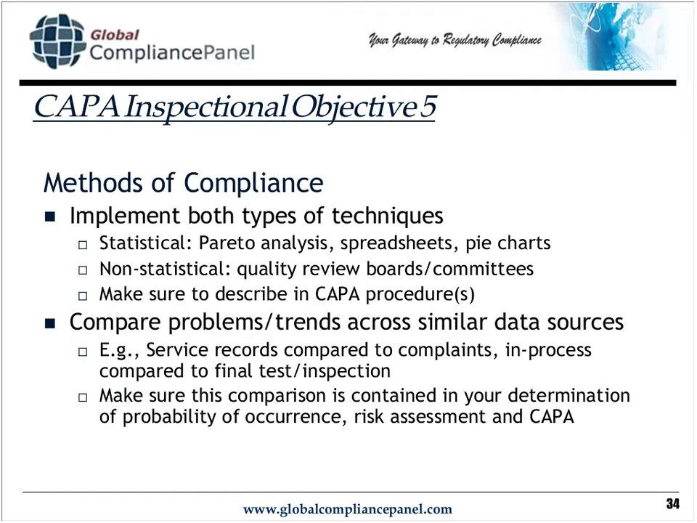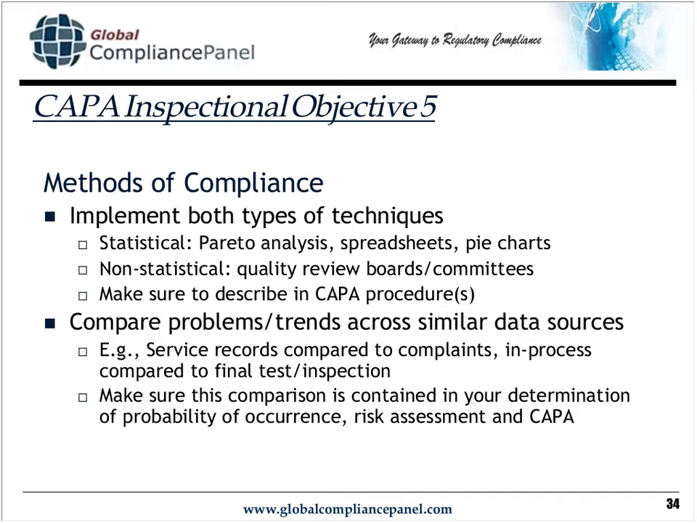The way to comply with this is to make sure that in your statistical procedure, you list what you do, whether you do Pareto charts, spreadsheets, pie charts, even non-statistical things like monthly complaint committee meetings or quality review boards. That's fine, and describe that in your procedure, as I've said. Compare service records to complaints, in process to final inspection.